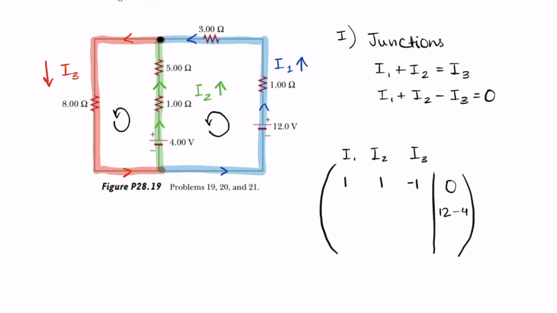Now we look at all the resistors. On wire 1, we have a 1 ohm resistor, and we have a 3 ohm resistor. So we will add them together because they're in series. And we get 3 plus 1 equals 4. So under the column of I1, we'll write 4.